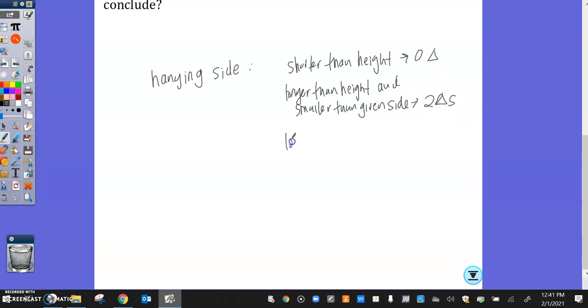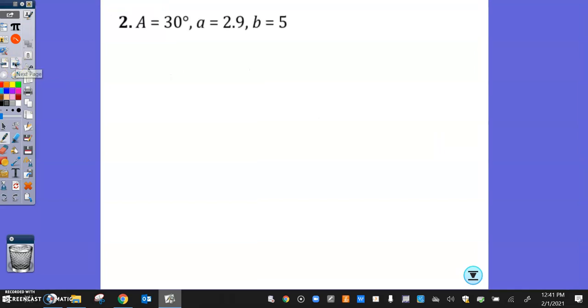Okay. If it's longer than your height and your given side, you only have 1 triangle. Okay, so that's what we're going to do these next few times. The key thing here is being able to draw our triangle and to be able to find your height.